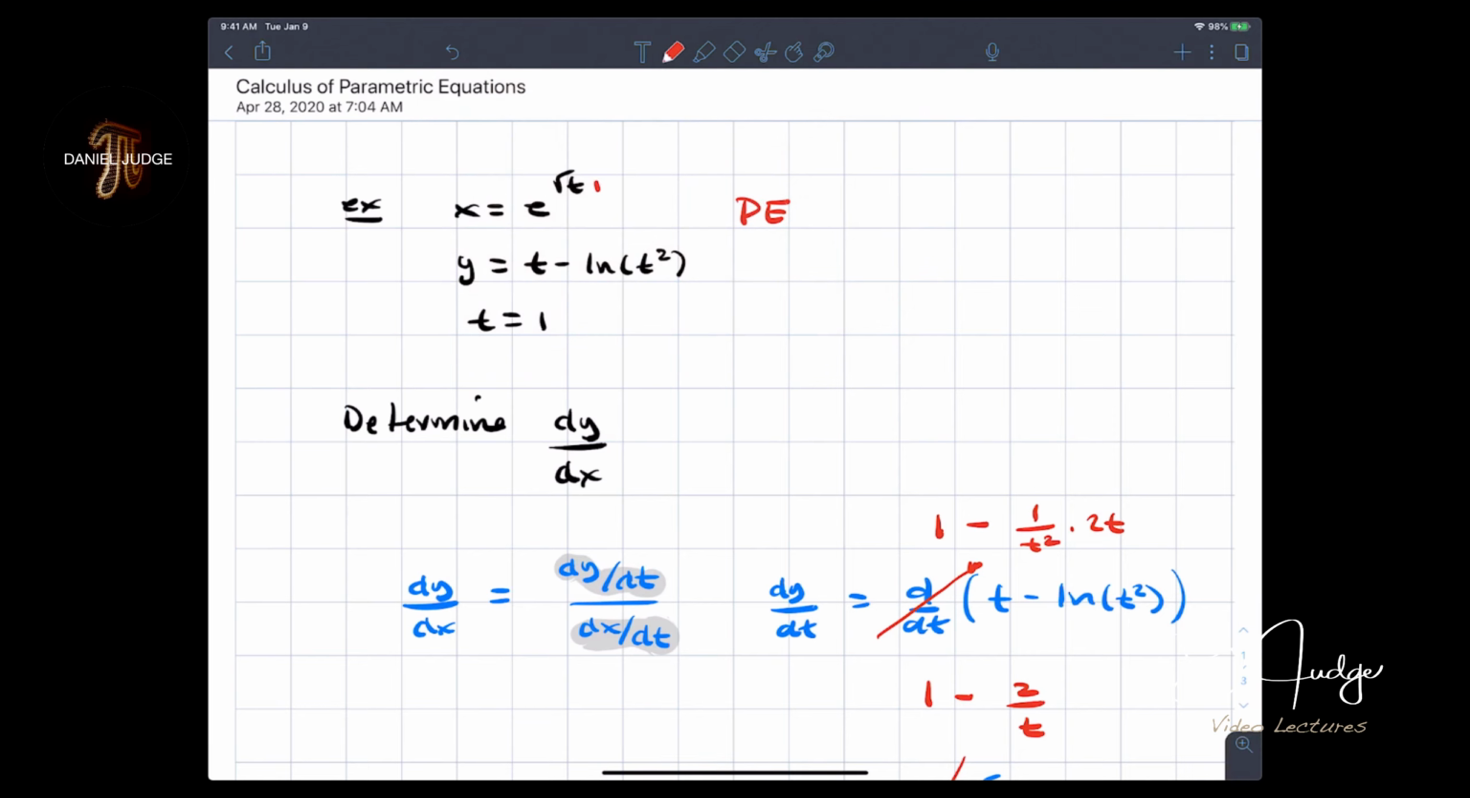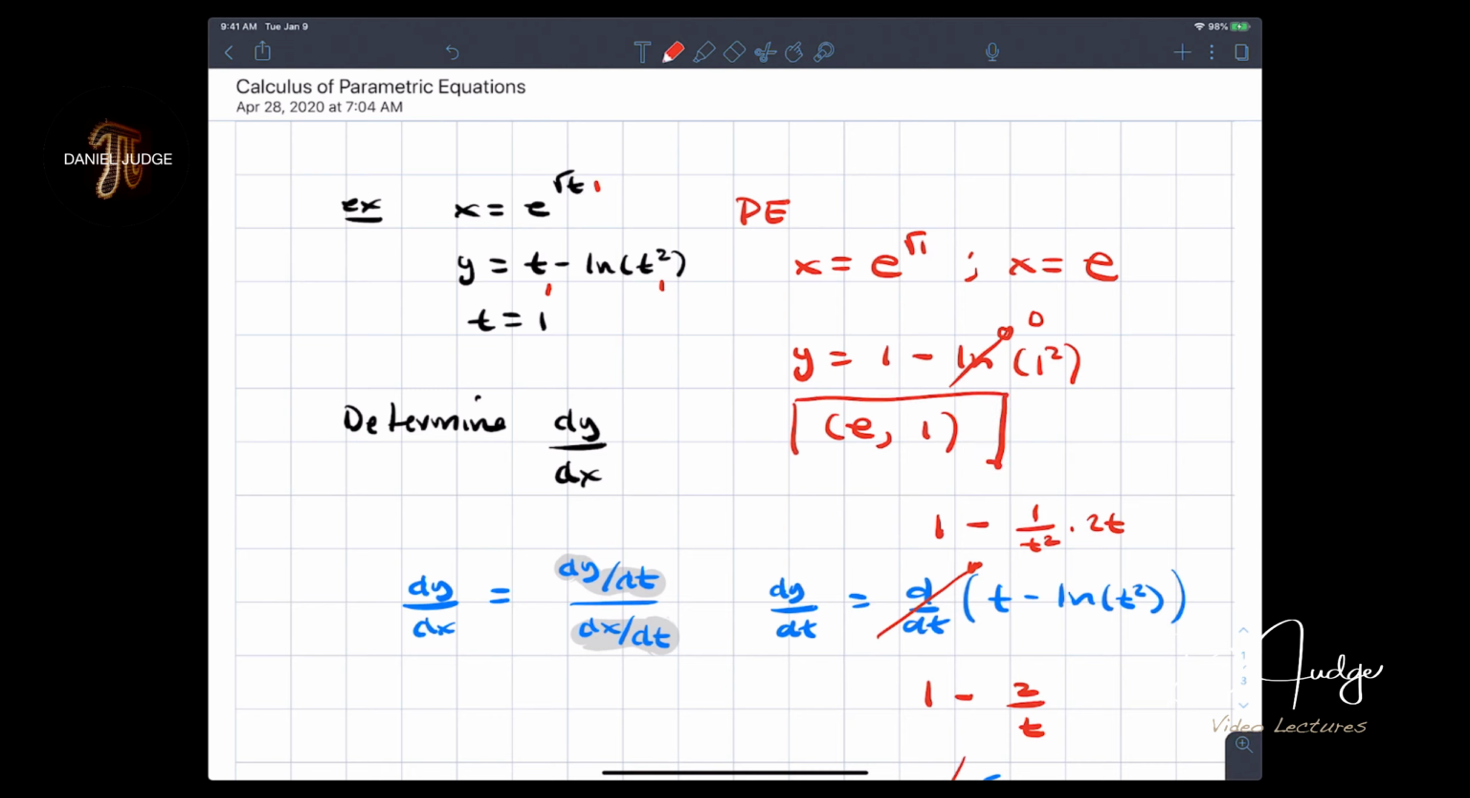So if t is 1, we go here, we go here, we go here. The x coordinate is really e to the square root of 1, or we say x is really e. The y coordinate is going to be 1 minus natural log of 1 squared. We know this will be 0. So the point that they're talking about is e, comma 1.